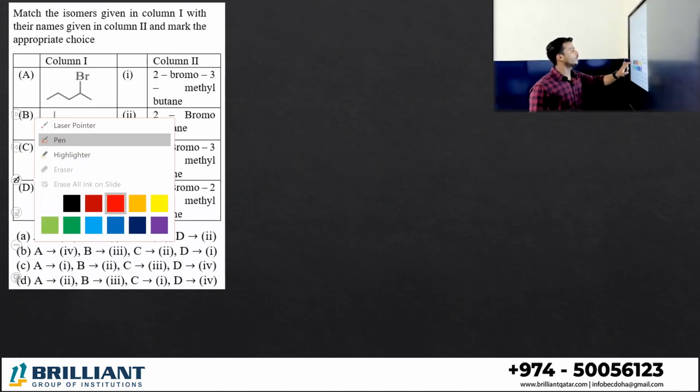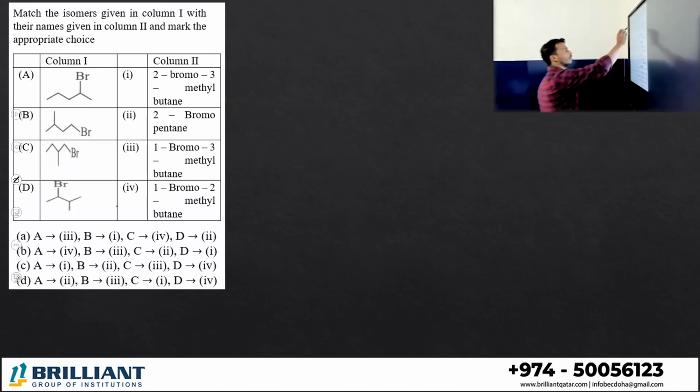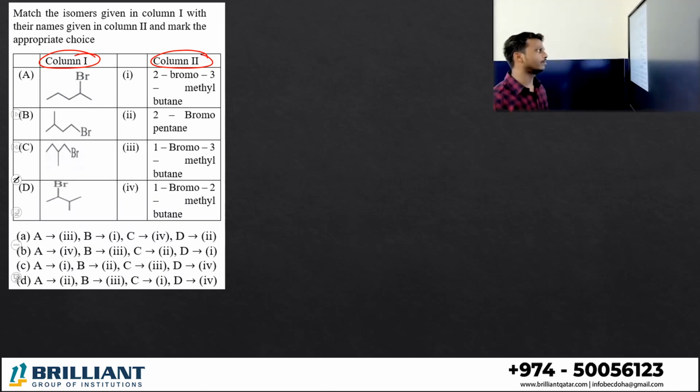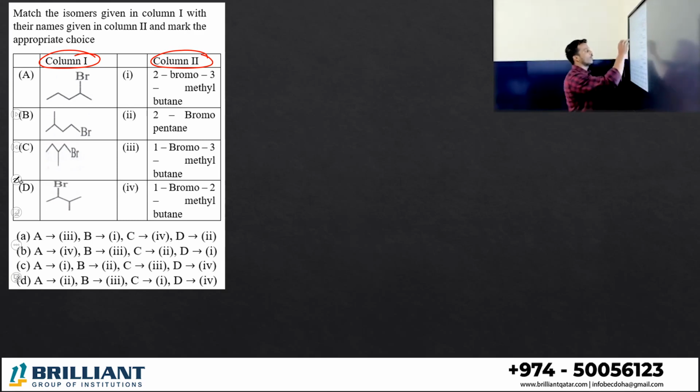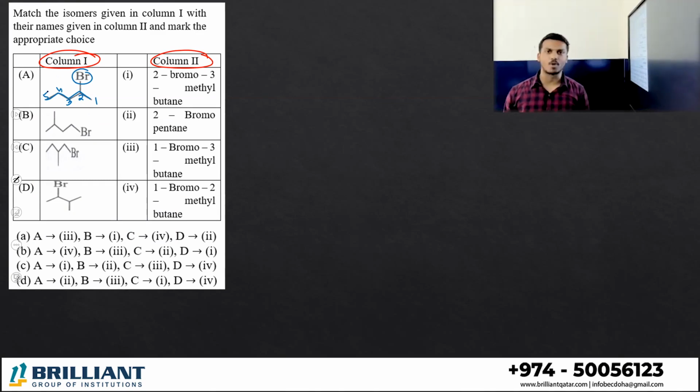Next. Match the columns. In column number 1 they have given some structures, and in column number 2 we want to identify the IUPAC names. Very simple if they ask to match the columns. What is the answer for compound number 1? This is your parent chain. Bromine should get the least number, therefore 1, 2, 3, 4, 5. So, second position there is a bromine on a 5 carbon pentane chain. So the name is 2-bromopentane.